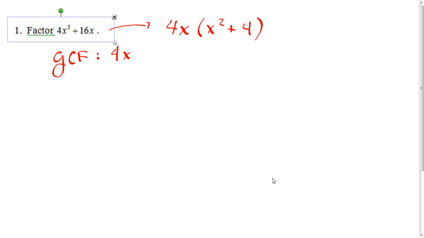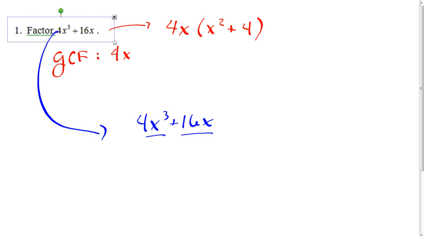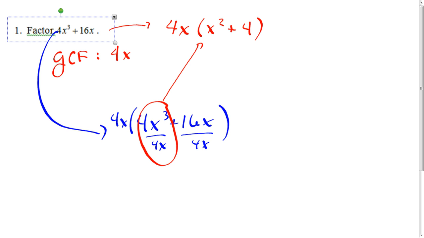Because again, remember, what you're actually doing here is, when I've got 4x cubed plus 16x, if I'm going to factor out 4x, I'm dividing each part here by 4x. So then this simplifies out. The 4's divide out, and x to the third over x is x squared. Here, the x's divide out, and then 16 divided by 4 is 4.